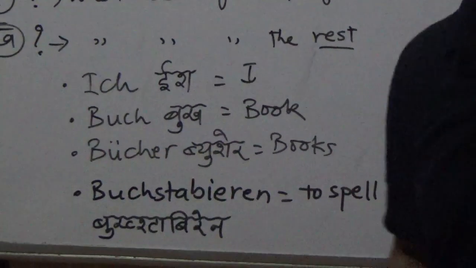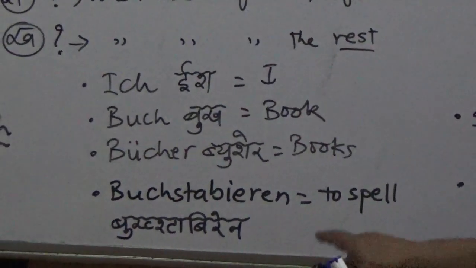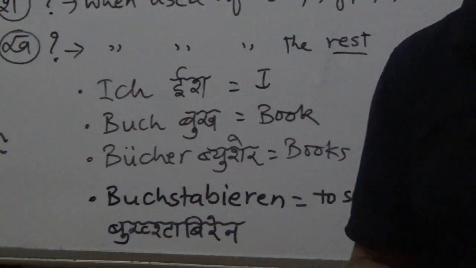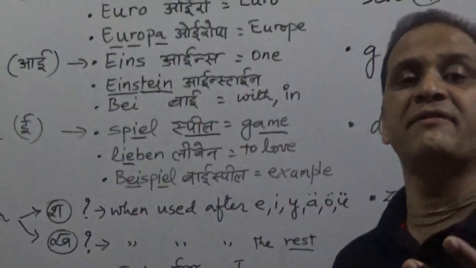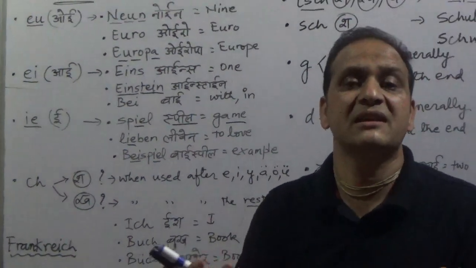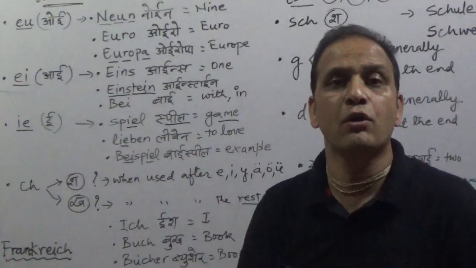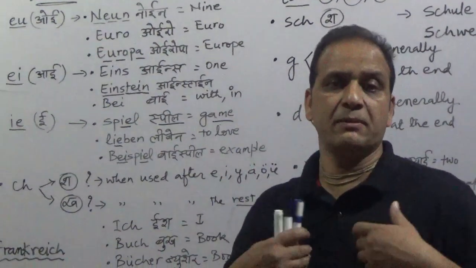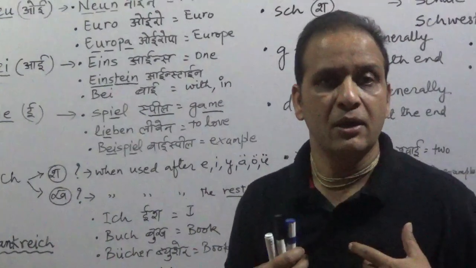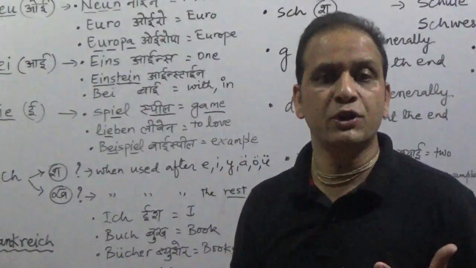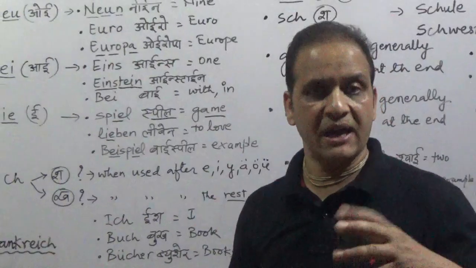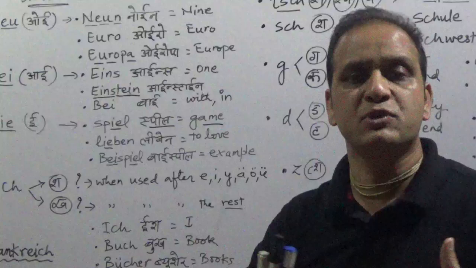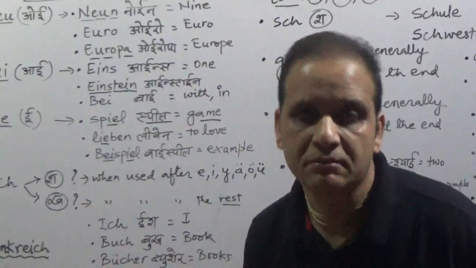B-U-C-H-S-T-A-B-I-E-R-E-N. So how do you read it? Buchstabieren. Buchstabieren means to spell. Zum Beispiel kann ich Ihnen fragen, buchstabieren Sie Ihren Namen. You just spell your name. Oh, Sie können mir sagen, zum Beispiel mein Name, das ist Dhananjay Dhondial. Und wie kann man Dhananjay Dhondial auch durchbuchstabieren? D-H-A-N-A-N-J-A-Y, D-H-O-N-D-I-A-L. Dhananjay Dhondial. Wieso?